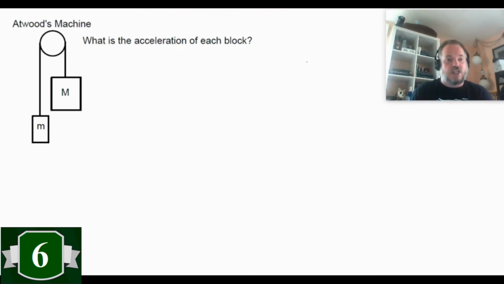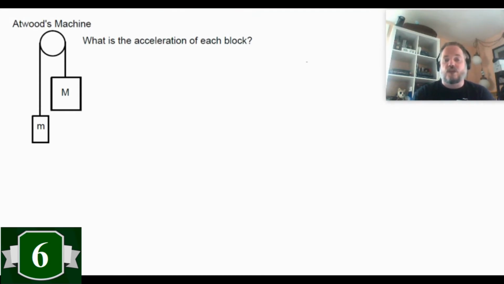This is Atwood's machine, and this is a classic physics problem, and it's going to really help us show what a pulley does when it comes to doing the math. You learned in elementary or middle school that what pulleys do is they change the direction of a force. And that's true. It'll take the tension here and wrap it around this pulley.